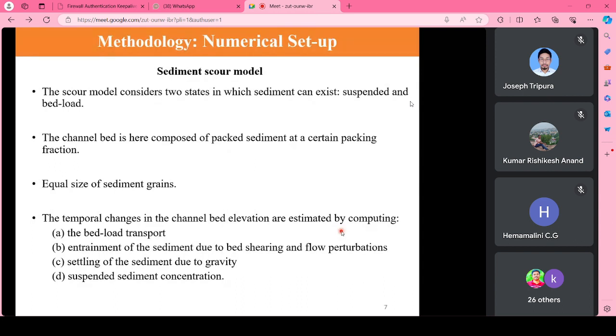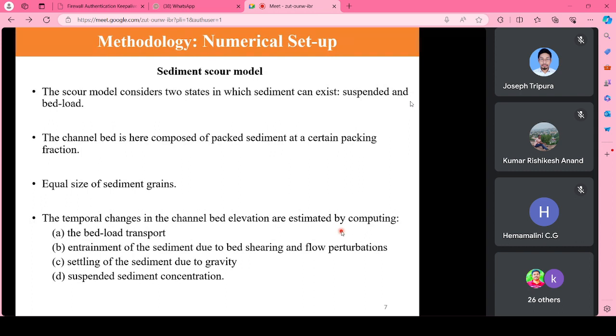Another thing is that when there is turbulence at the bed level, because of the turbulence, the bed particles are injected into the flow. So we have to model those things. Similarly, because of gravity, the sediment settles. We have to model that also. Third thing, the concentration of the suspended sediment in the domain. And the fourth one is we must compute the bed load transport.